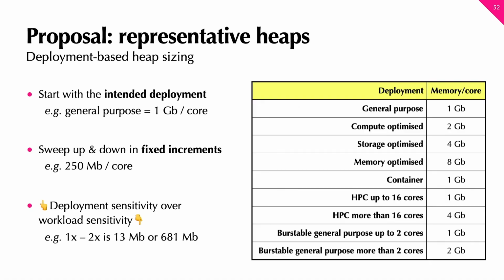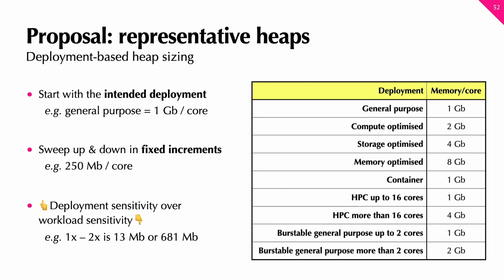For a general purpose system where we're expecting to have about 1 gigabyte per core, that's a good starting point for the amount of memory that we should give to the programs. And then we can sweep up and down in fixed increments instead, maybe 250 megabytes per core or whatever is reasonable. So that gives us deployment sensitivity over workload sensitivity.